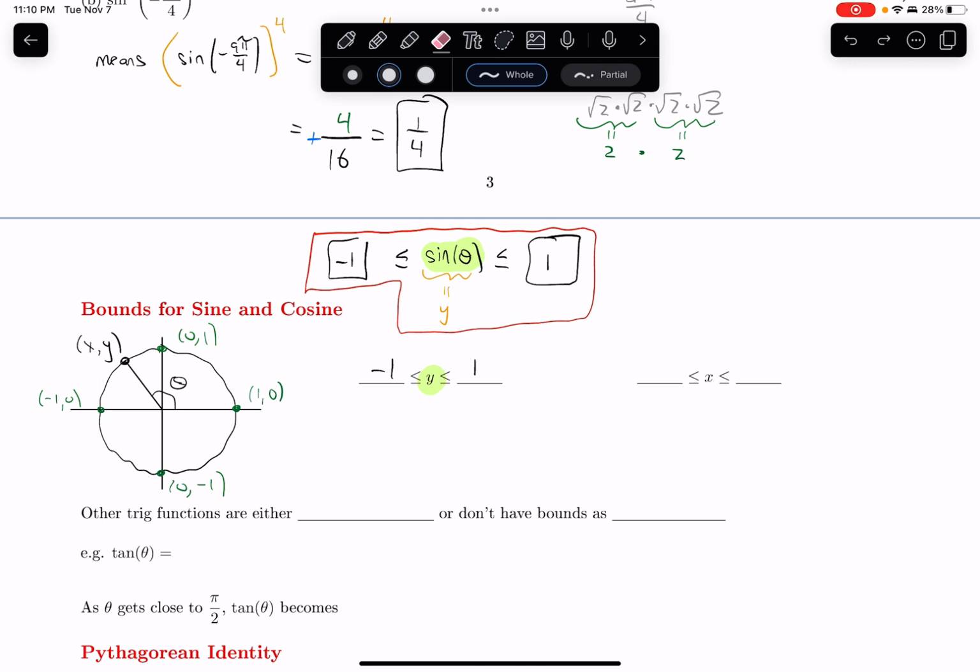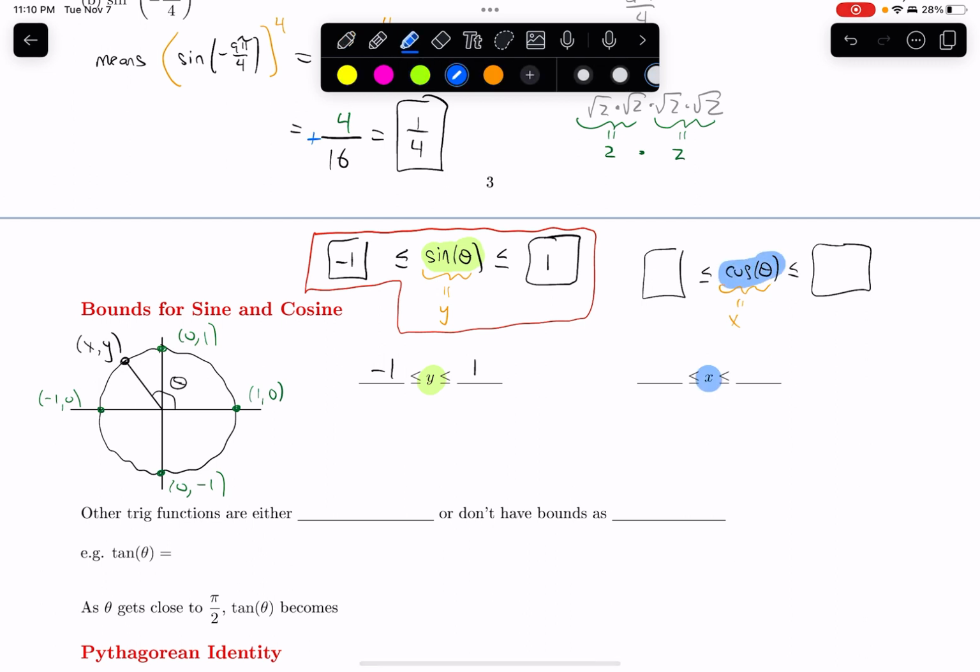Let's see if we can get the same thing for cosine. When I do cosine of an angle, what is it always in between? I know cosine is my x coordinate. So I'm really looking for two numbers that x is always in between on my unit circle. What's the biggest that x could be? That happens at this rightmost endpoint where the x value is 1. And the smallest x can be happens at this leftmost endpoint where the x coordinate is negative 1. So that means cosine, because cosine is just x, is in between negative 1 and positive 1. I'm going to box that as well.